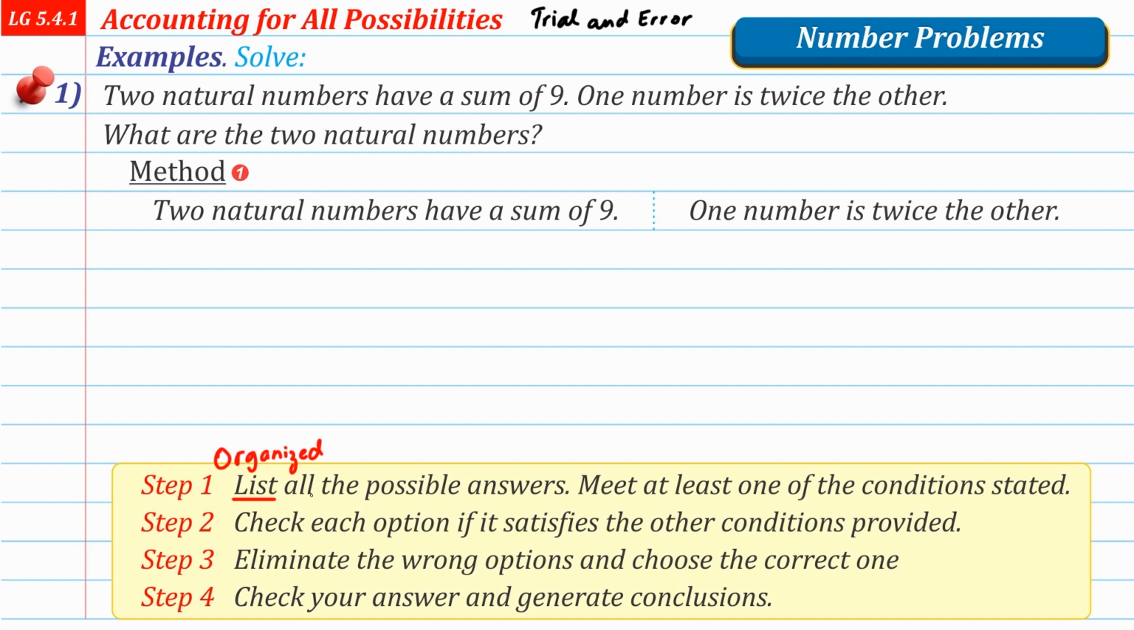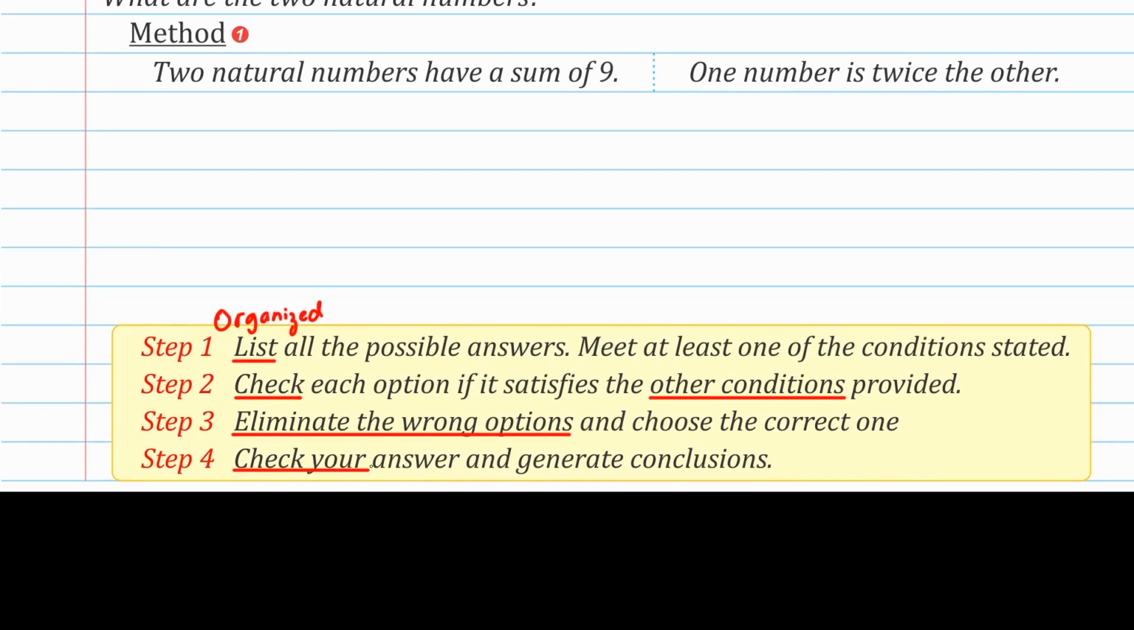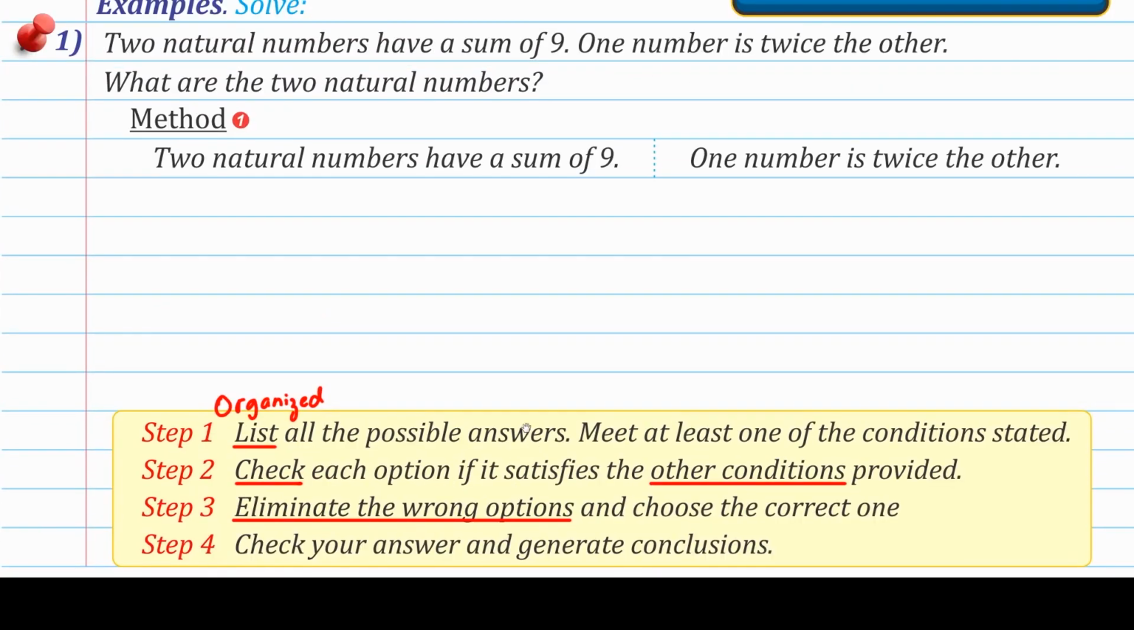And then step 2, pag meron ka ng first, syempre meron pang other conditions, i-check mo na naman yung other conditions. Oo, kung minsan may first condition, may second condition, kung minsan malupit, may third condition pa, basta satisfy all the conditions. And then, step 3, eliminate the wrong options. Pag nag-trial and error ka, mali, eliminate mo yun. Kaya nga trial and error, di ba? And finally, you should check your answer and then generate conclusions. So, ganun lang po yun.